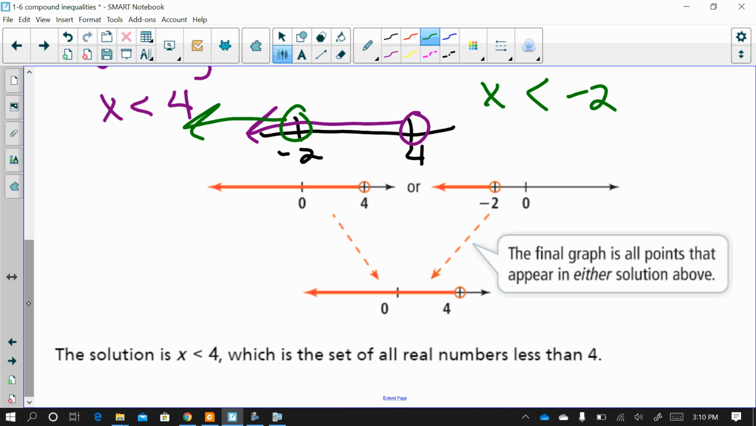Okay, the final graph is all points that appear in either solution. Okay, so it doesn't have to be in both, it could be either. Okay, but notice this green line is included in the purple line. So with this one, I really don't have to draw two graphs at all. I just want to include the one that has all of it. Okay, so the 4 and on. Because everything in the purple, the green is also included. So I don't have to list it twice. So my final solution here is x is less than 4. Okay, and this would be my final graph.